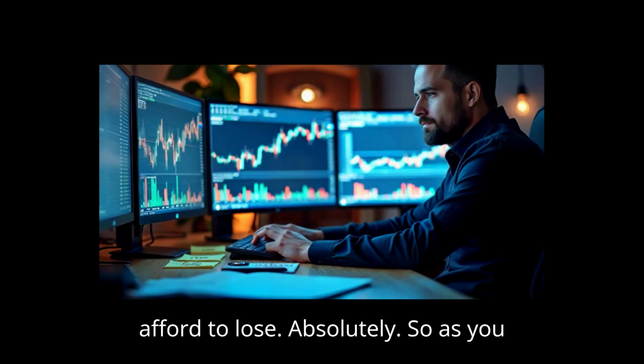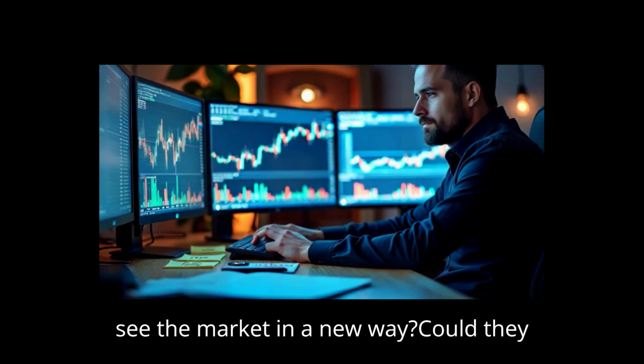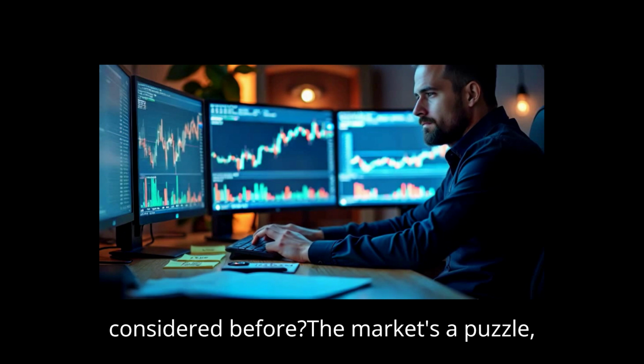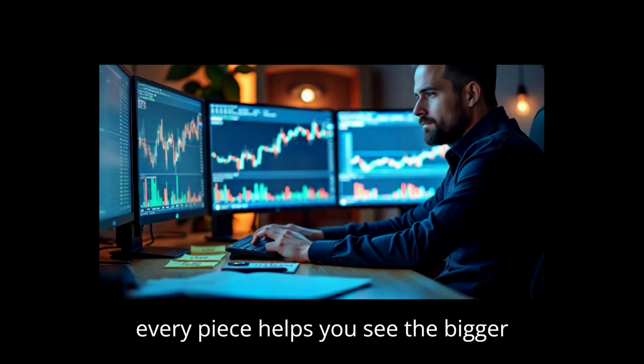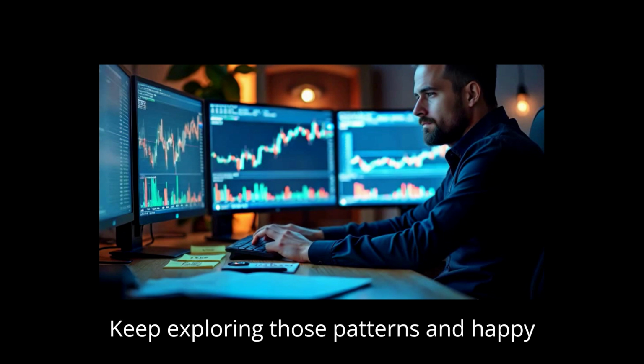Absolutely. So as you continue learning about trading, think about this. How might pin bars help you see the market in a new way? Could they open up trading opportunities you hadn't considered before? The market's a puzzle, and pin bars are just one piece. But every piece helps you see the bigger picture. That's a great way to put it. Keep exploring those patterns, and happy trading.